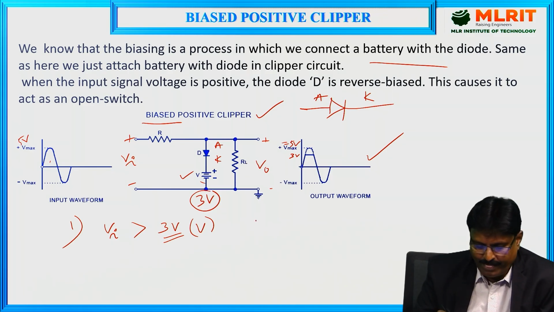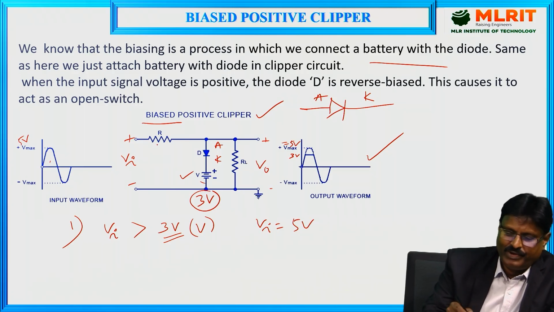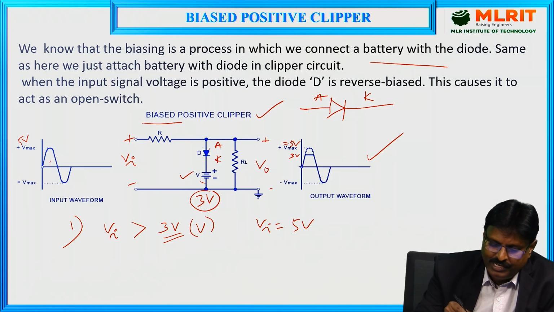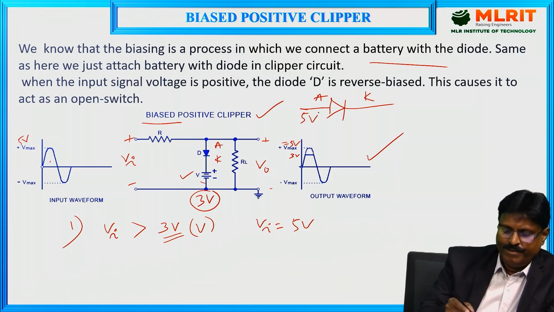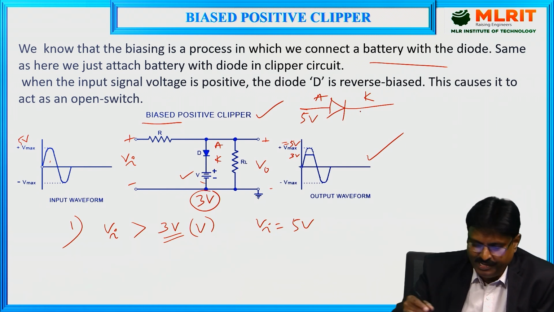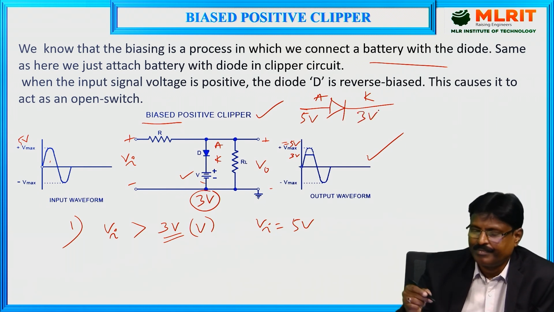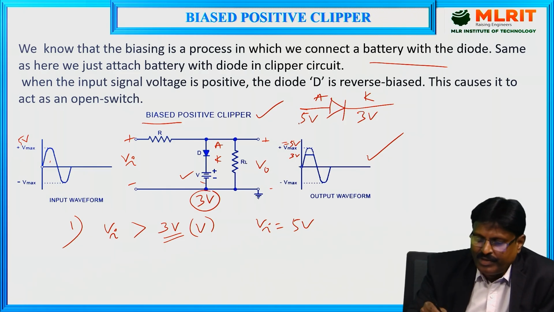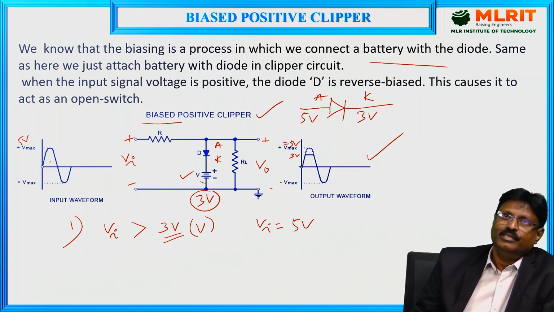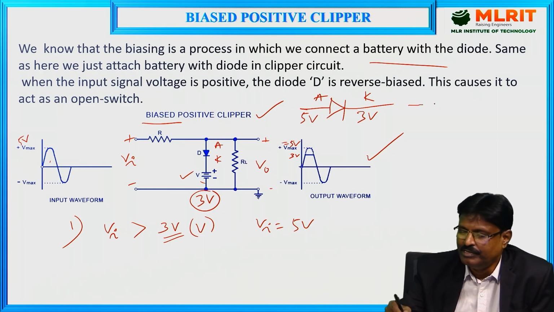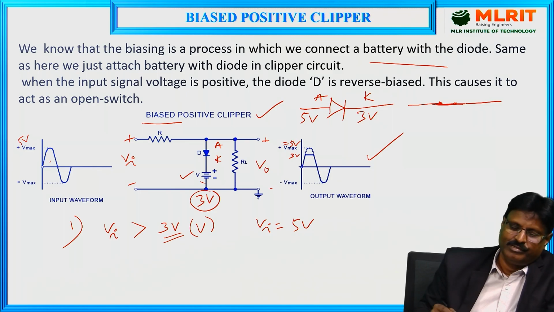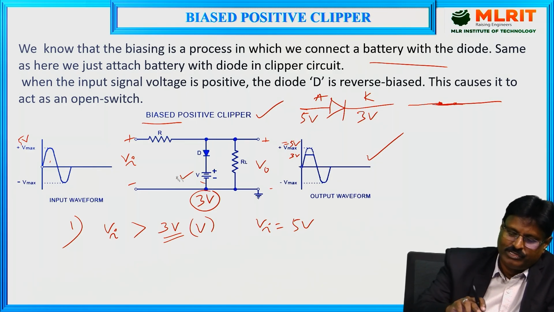So here I am giving Vi as 5 volts. Whenever Vi is 5 volts, as you can see, this is anode and this is cathode. 5 volts at the anode. For the cathode, it is already a fixed voltage of 3 volts. Anode is at 5 volts, cathode is at 3 volts. That means anode is at higher potential compared with cathode. Then what happens to this diode? The diode is forward biased. It acts like a short circuit.